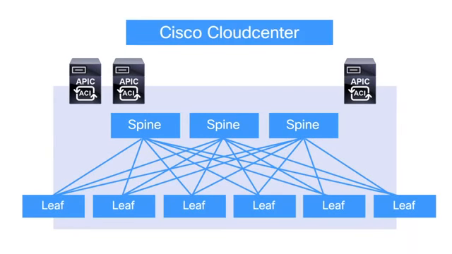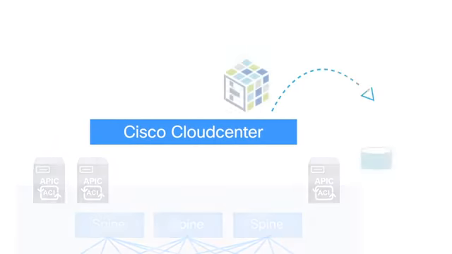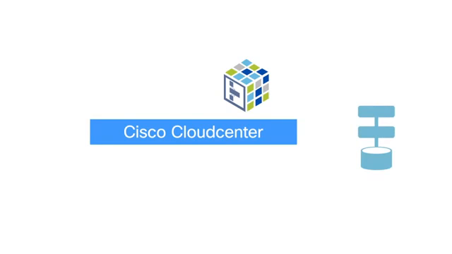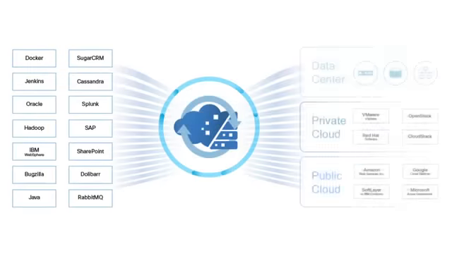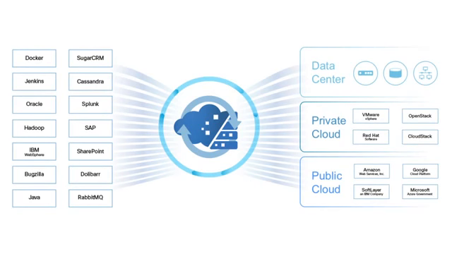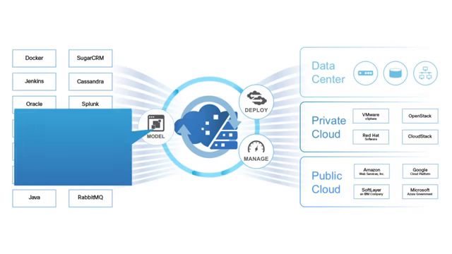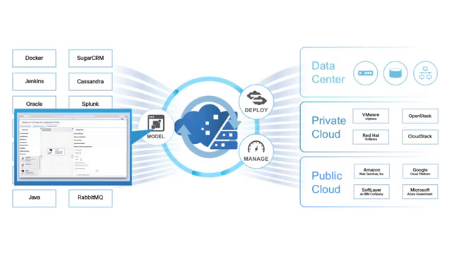With Cisco CloudCenter added to an ACI fabric, network operators get the full power of software-defined networking with automated application deployment that delivers efficiency, security, and agility. Cisco CloudCenter is an application-centric cloud management platform that deploys and manages applications in more than 20 data center, private and public clouds, and regions.